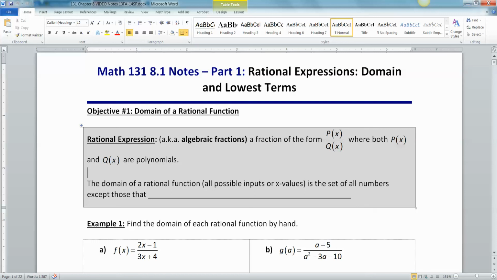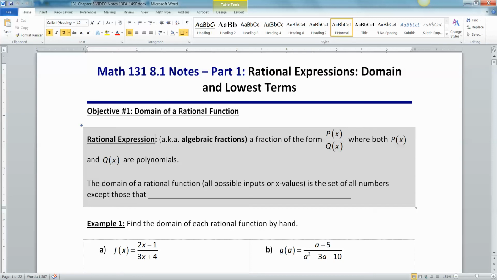This is going to be the lecture video for Math 131, Section 8.1, Part 1, where we are going to be dealing with rational expressions, both their domain and how to reduce them into lowest terms. All right, let's start off with finding the domain of a rational function. Well, actually, before we even do that, let's find the definition of a rational expression. This is new for Chapter 8.